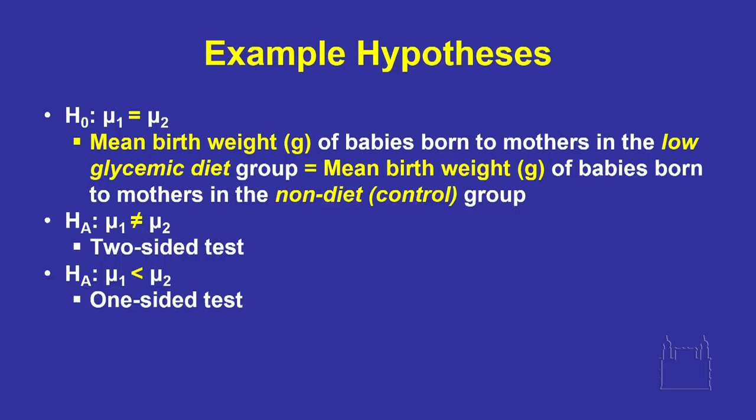So here's an example hypothesis. The null hypothesis is that the mean of group 1 equals the mean of group 2.